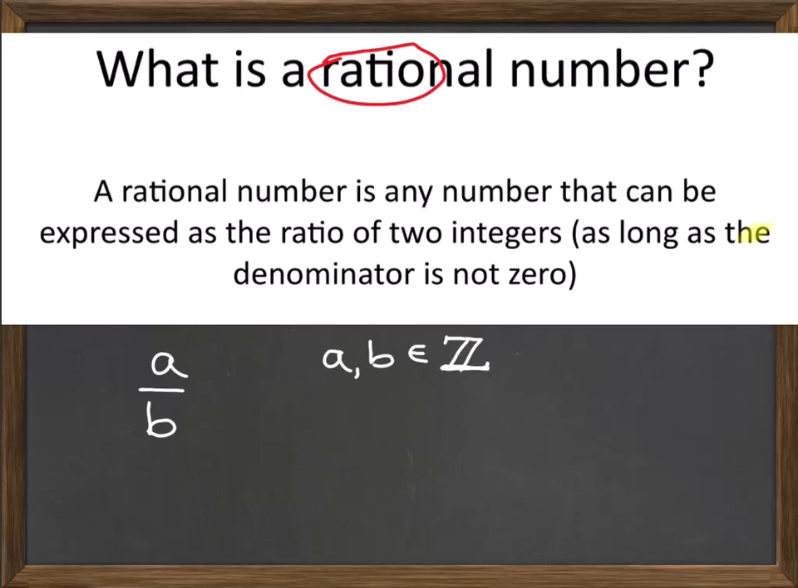However, notice there's one more requirement, which, as you might recall from a previous video, is that we cannot divide by 0. So we put this extra caveat that B, our denominator, cannot be equal to 0. So that's what a rational number is.